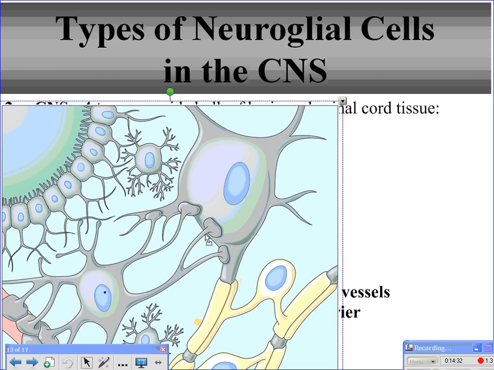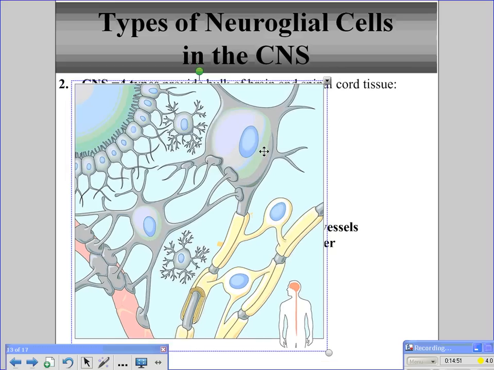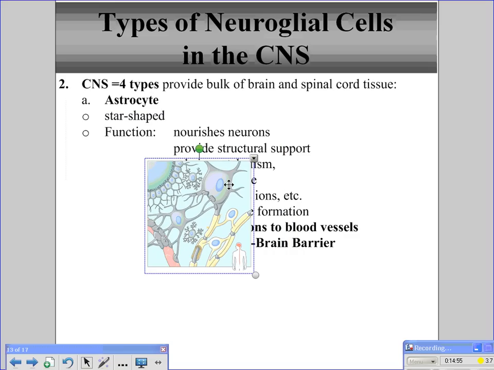I'll slide this over just a little bit right here. Here's an astrocyte right here. It has kind of a star shape. It connects to this blood vessel coming right through here and to a multipolar neuron right over here. So it's going to connect those two, form a barrier between those two, and we'll talk about the further functions of those in just a second when we get back.